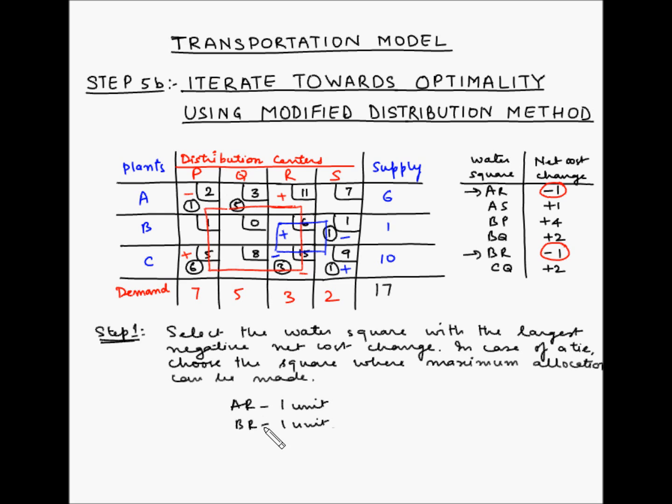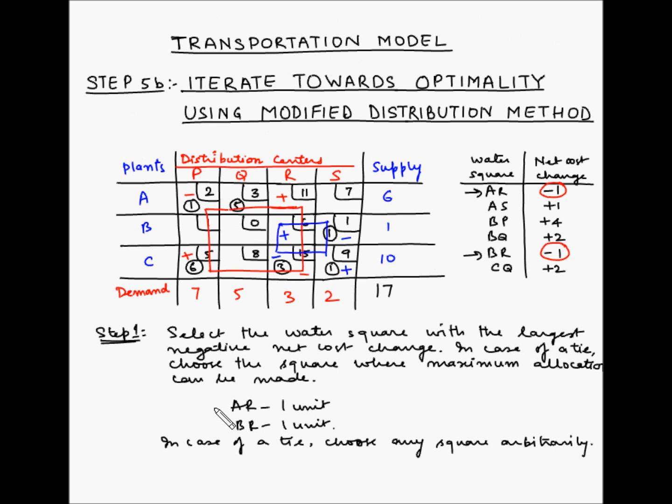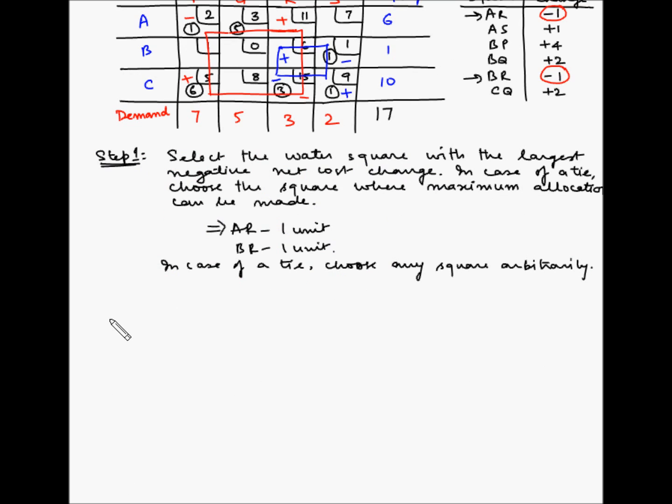Now again there is a tie between the maximum number of allocations that can be made to AR and BR. So in such cases we can choose any of these water squares arbitrarily. So in case of a tie, choose any square arbitrarily. So in our case, let's choose the square AR arbitrarily. And now let's move to step number 2.